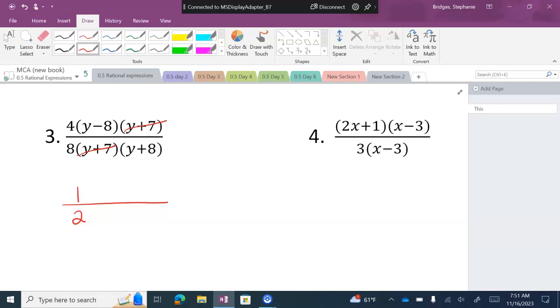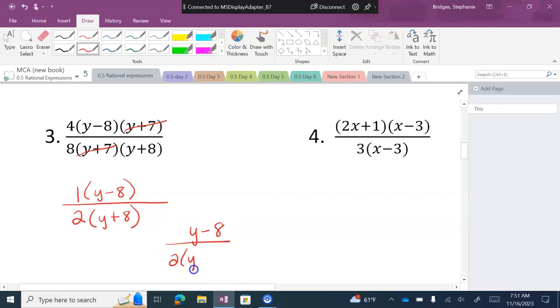No. So what I'm going to do then is write at the top the leftover pieces, the y minus 8. And at the bottom, it is y plus 8. Now, I can leave my answer like that, but is that 1 really necessary at the top? No. So what I could also do is just leave it as y minus 8 over 2 times y plus 8. There is no need to distribute that 2.